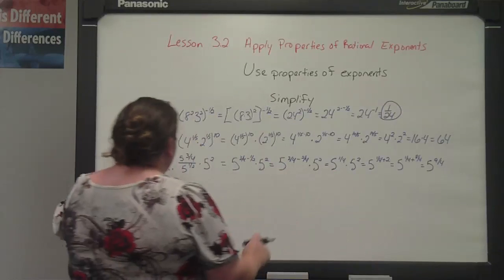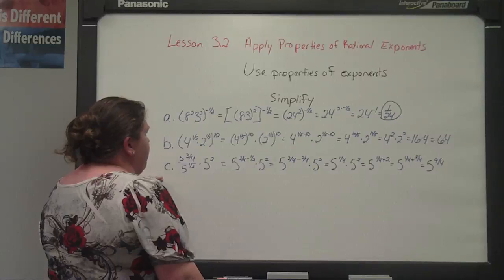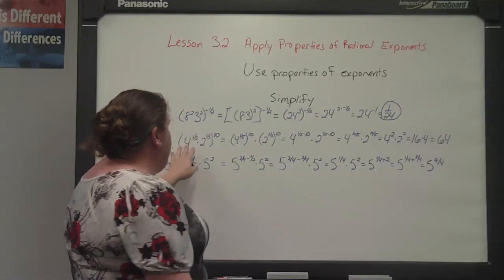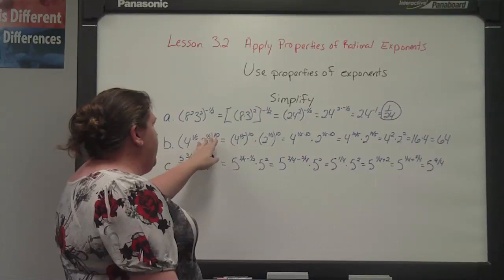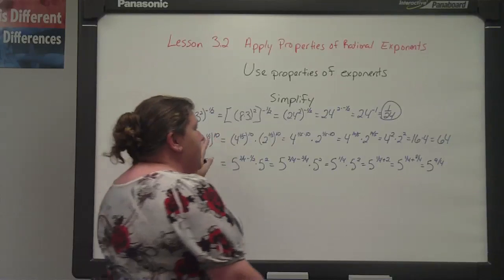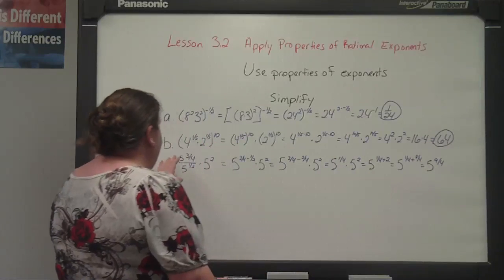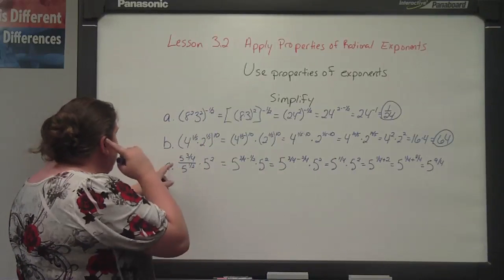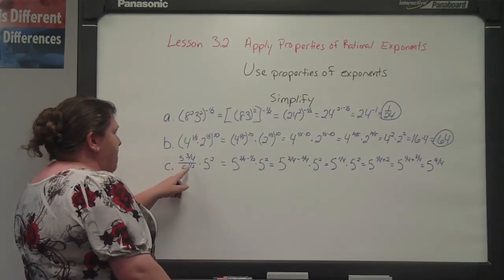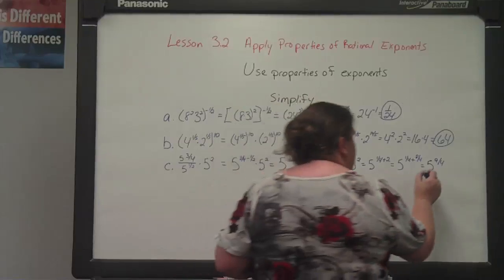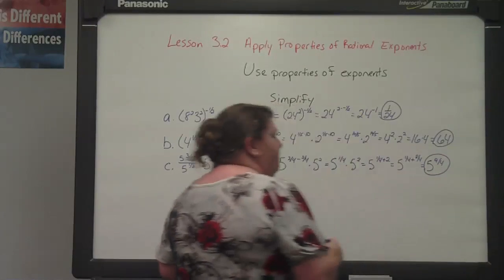So again, these are showing you 3 different properties that we just discussed. We found that 4 to the 1/5 times 2 to the 1/5, all to the 10th power, gets us 64. And we found that 5 to the 3/4 power divided by 5 to the 1/2 power, all of that times 5 squared, gets us 5 to the 9/4 power.